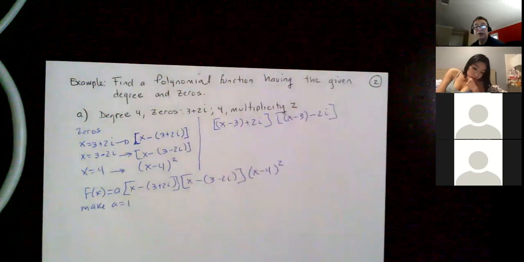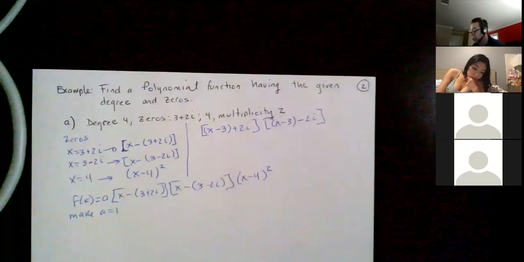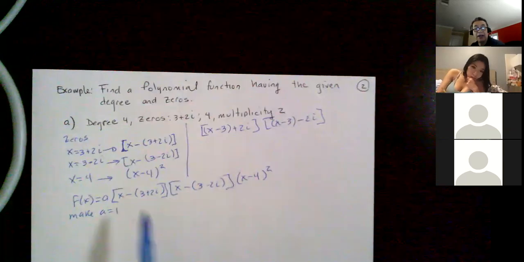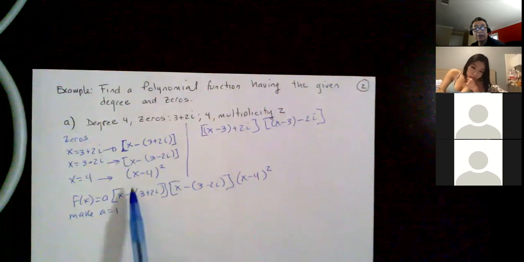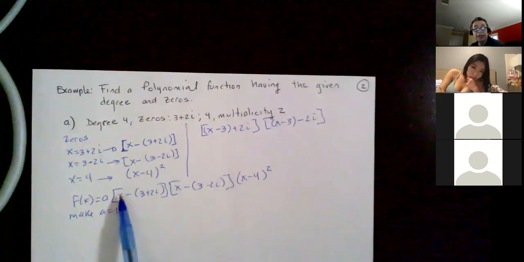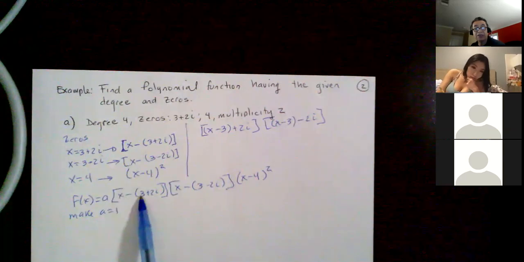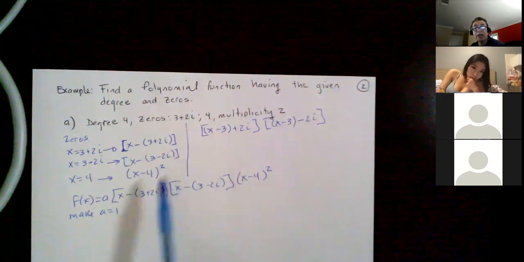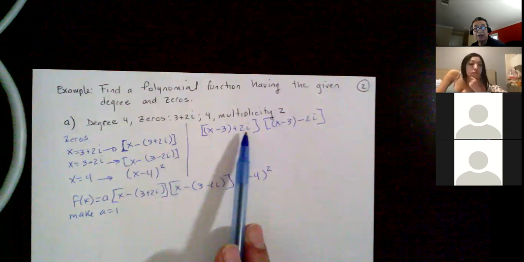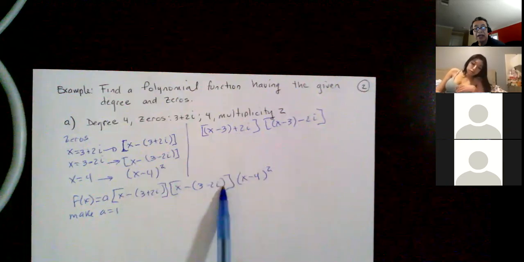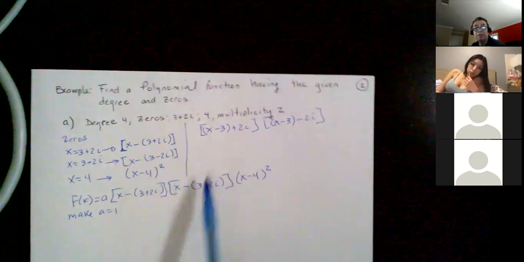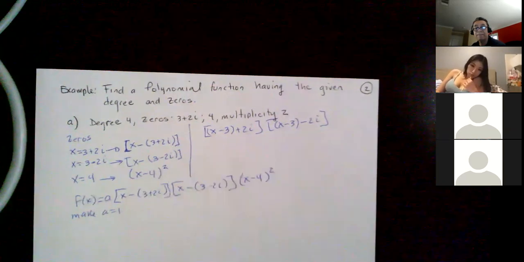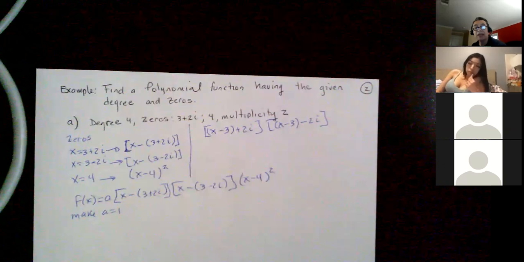All right, so notice what I did from here to here. I got rid of this parenthesis here and I grouped the x minus 3 plus 2i. And I did the same here. I got rid of this parenthesis right here. I grouped the x minus 3 right here minus 2i. Is that clear? Yes. Why did I do that?